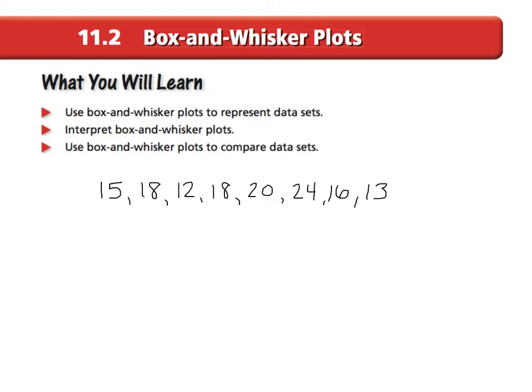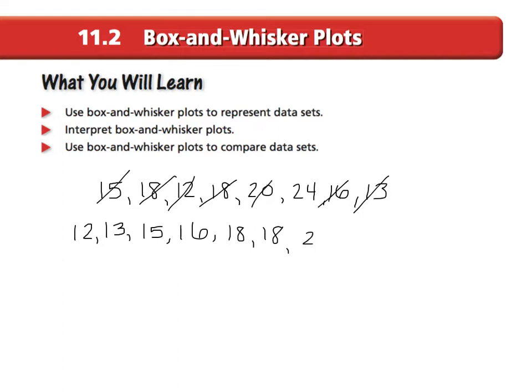So as we do that, we would start with 13. Actually, 12 looks like it goes first. 12, 13, then 15, 16. We have 2 18s, a 20, and a 24. So the first thing is always going to be just organizing the data so then we can attempt what we're going to do with it.